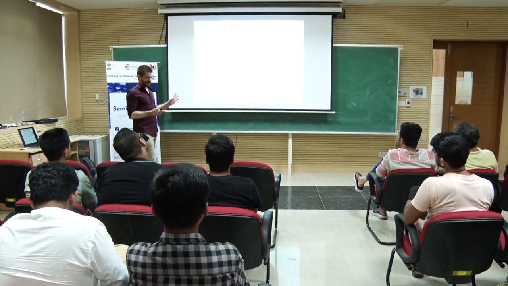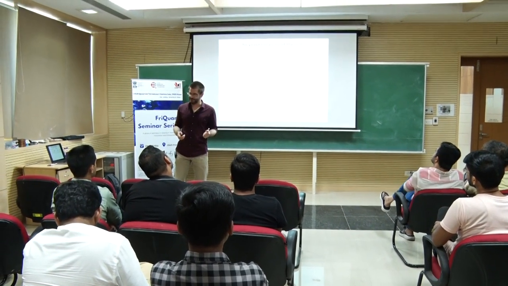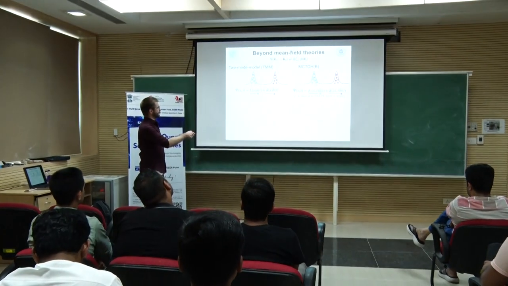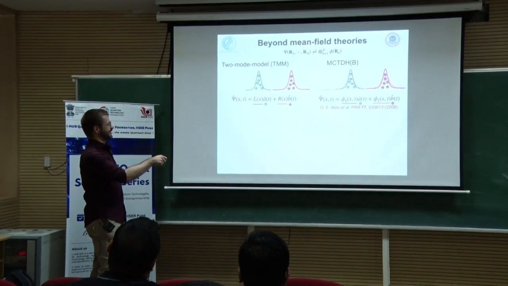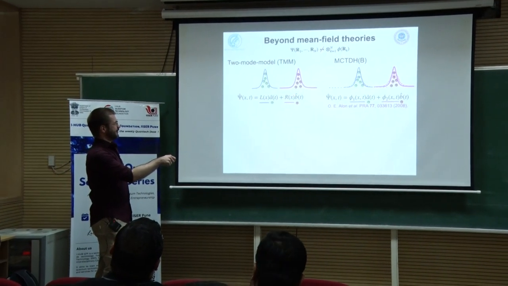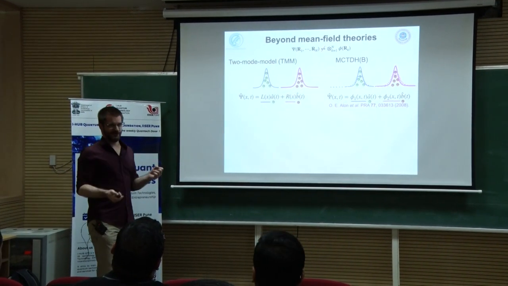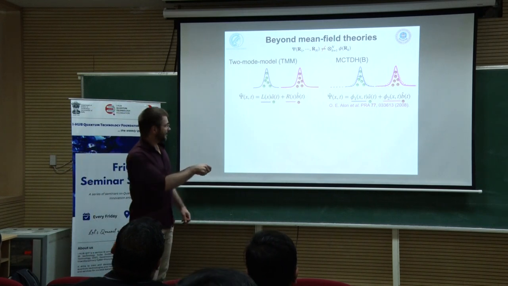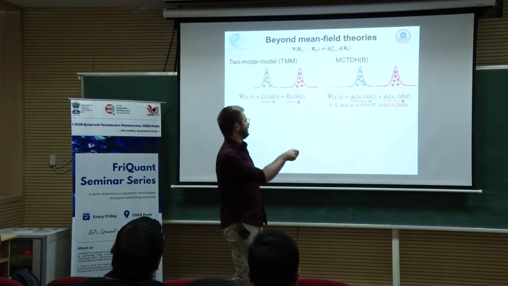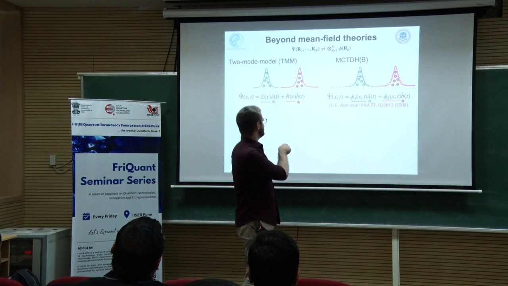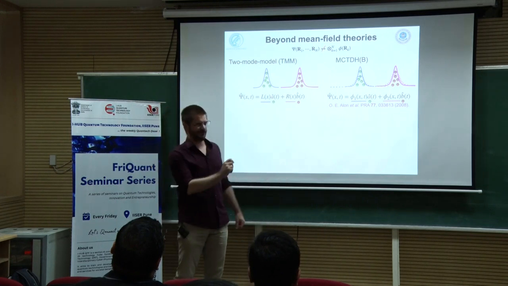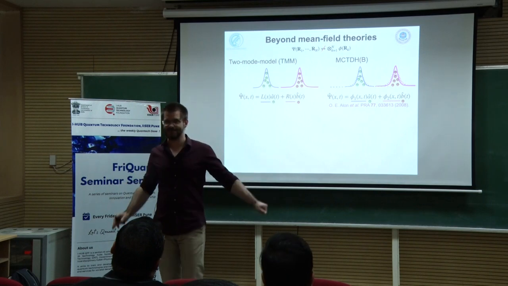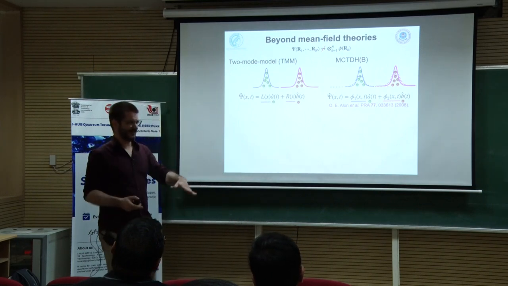We essentially use three ways to go beyond mean field theory. First one is that two-mode model where you have a spatial shape, shaped like the soliton, that doesn't change. And now the only thing that can change is how many atoms are in each soliton. Then we use this MCTDHB, which more or less looks the same, except it has a way to also change the shape of each soliton depending on how many atoms are inside of it, like we just said, that in principle should be there.